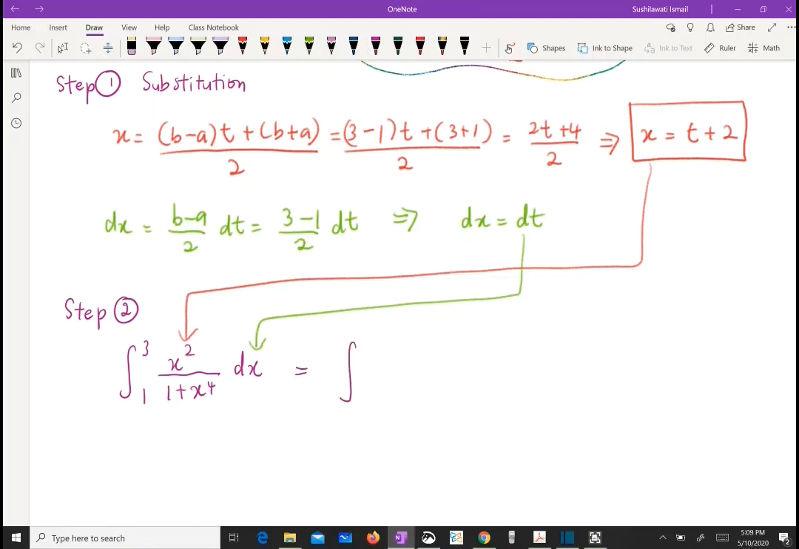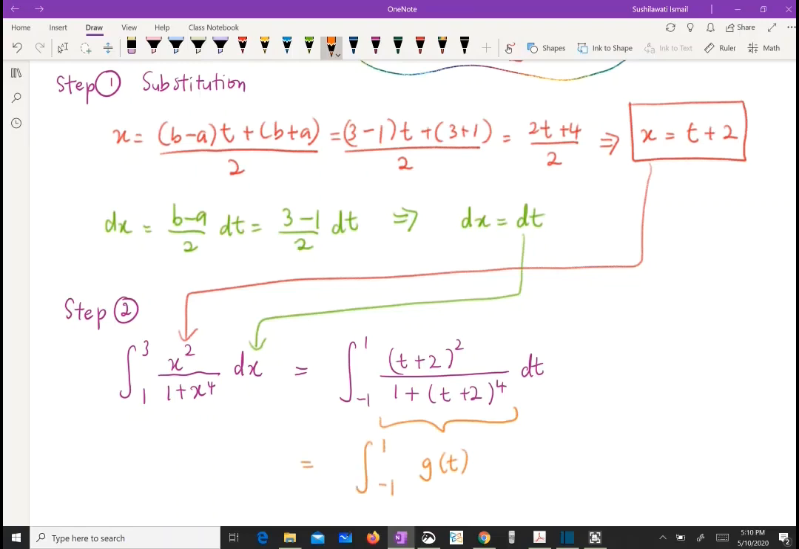When the substitution happens, our integral intervals change to -1 to 1. Then we substitute the value of x with t plus 2, so the power of 2 over 1 plus x changes to t plus 2 to the power of 4, and dx becomes dt. And this value is actually our g(t). Okay, so now it has become like this.